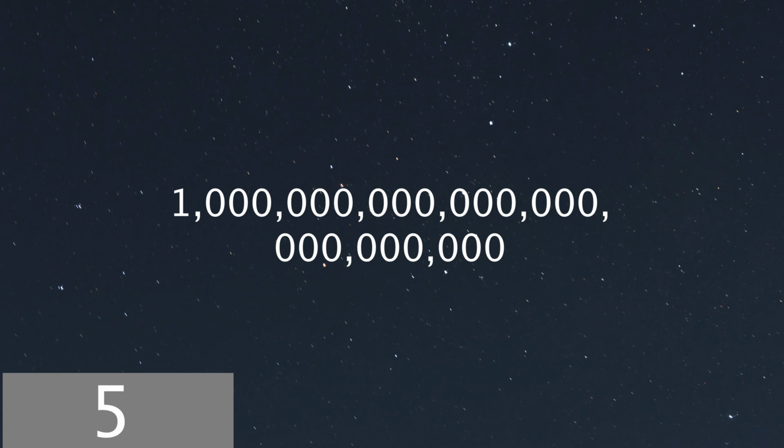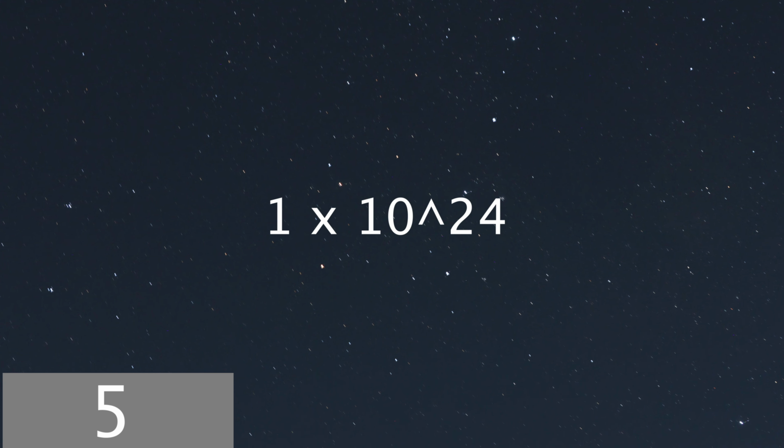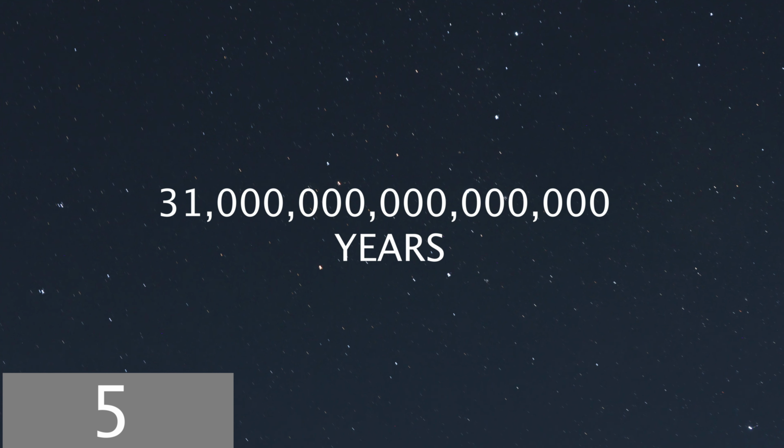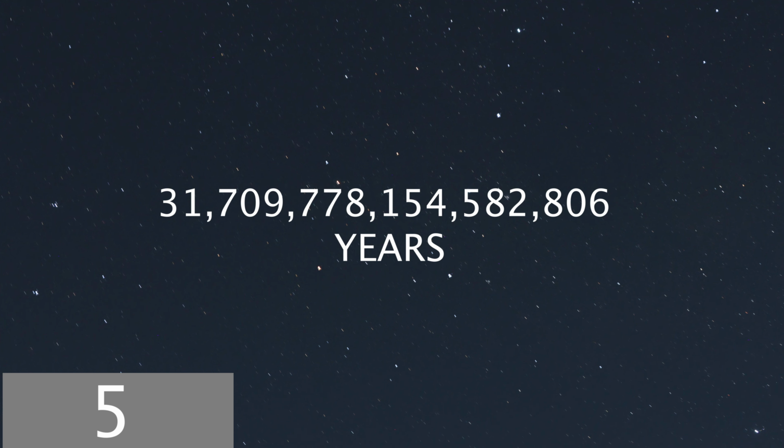But how many stars are there? Our observable universe has approximately 1 septillion stars, which is 1 followed by 24 zeros. Just to put that into perspective how much this number is, it would take around 31 quadrillion years, or approximately this figure, until the number of seconds since the Big Bang matches the number of stars in the universe.